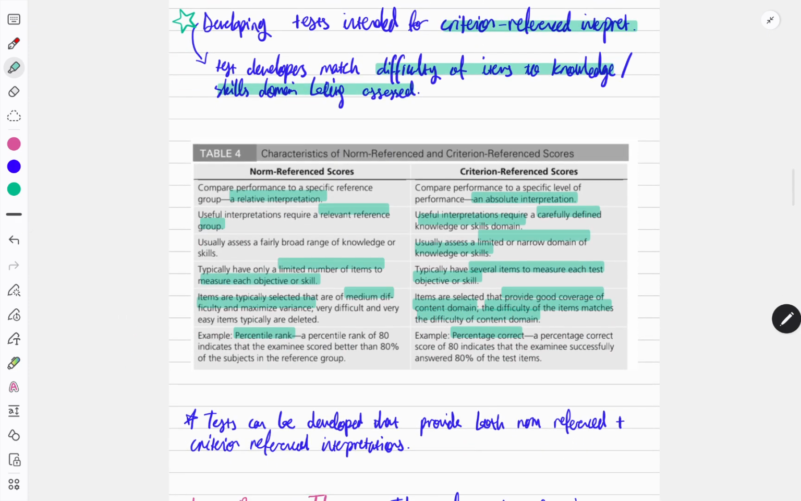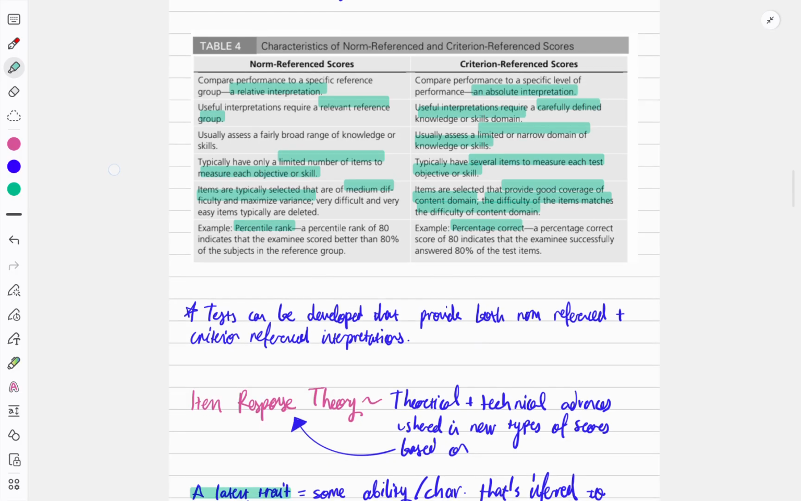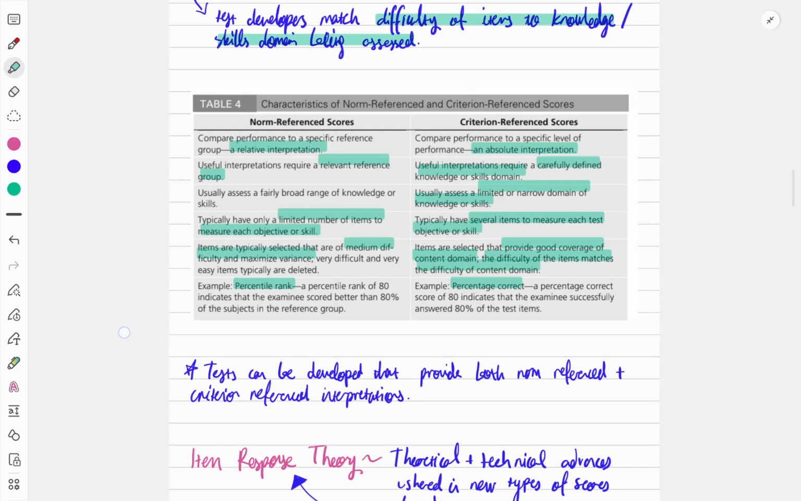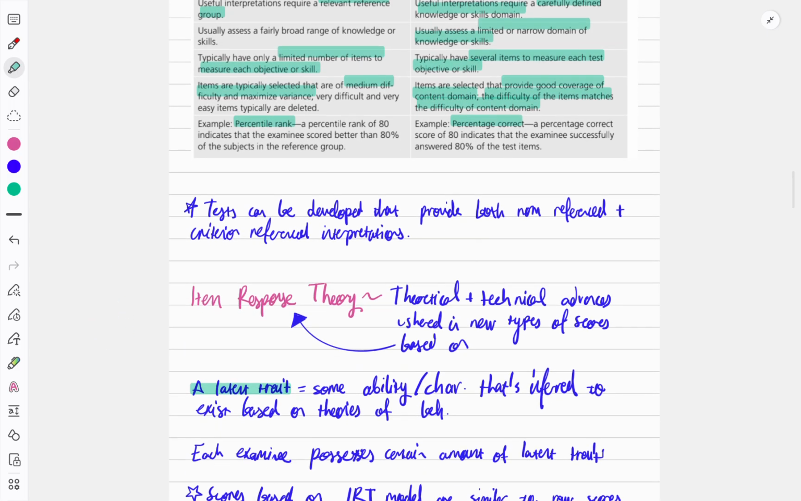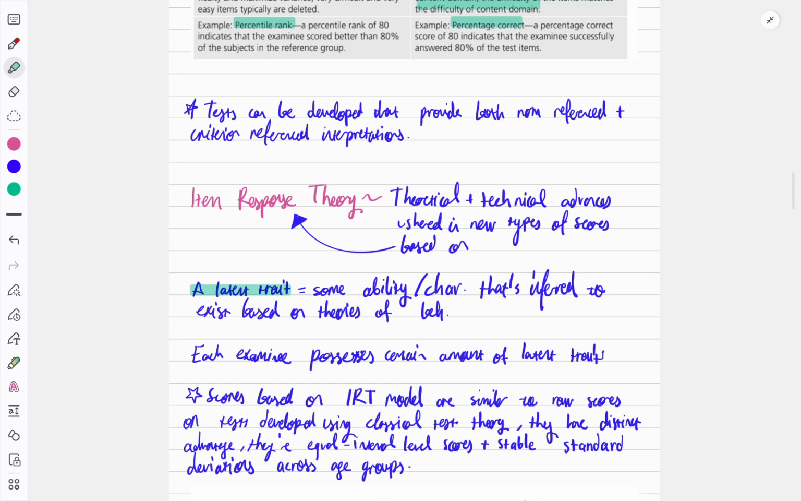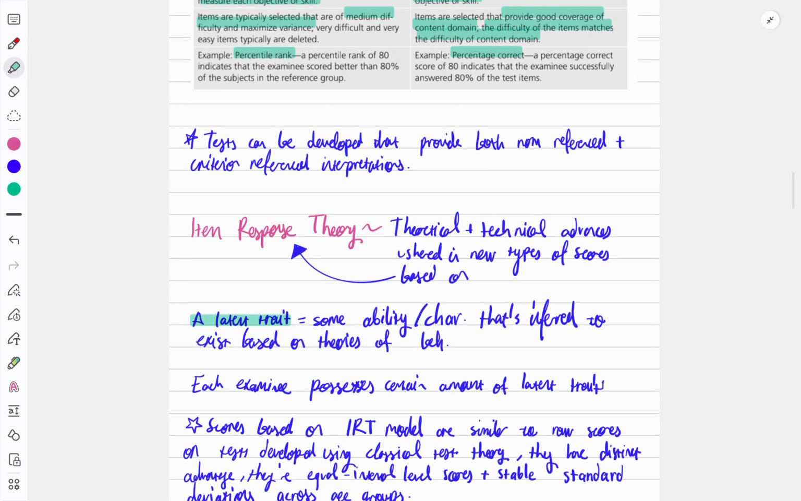So this is a small table. If you would like to take a look at it, you can stop the video. But it's basically the same things; it's not really adding anything new to what we have talked about. So tests can be developed to provide both norm reference and criterion reference interpretations. So tests can be using both of them.